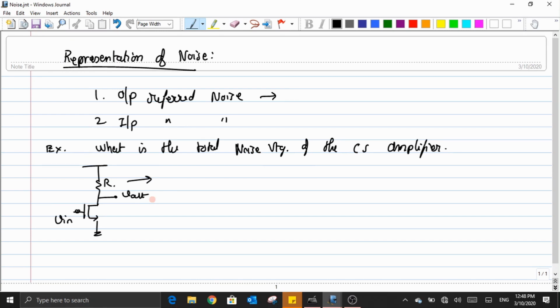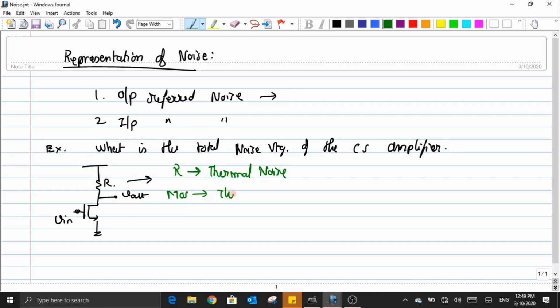Which type of power spectral density component do you want to represent, a current component or a voltage component? Which would be ideal for the circuit given here? It is better to represent it as a current component, because currents can flow and add up together. Again, I have two components as far as the MOSFET is concerned. The resistor has only one component, which is thermal noise, but the MOSFET has two components.